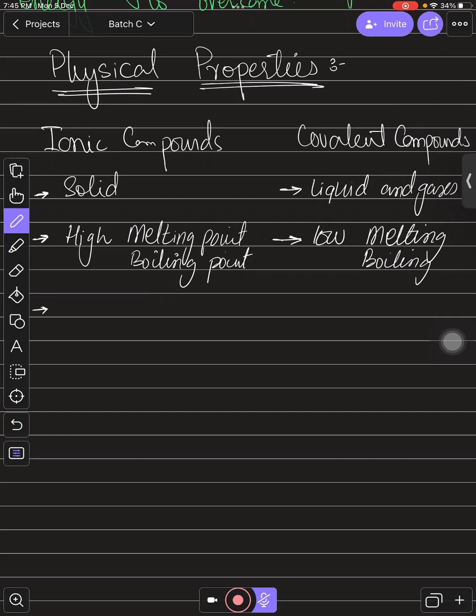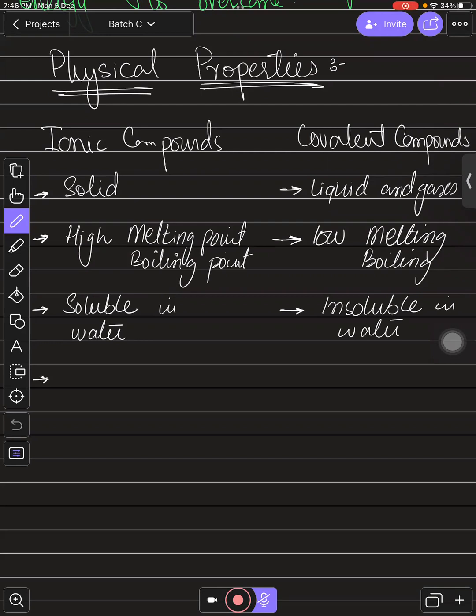Then the third physical property: ionic compounds have ions in them, so they are soluble in water. They can dissolve in water, while many of the covalent compounds are insoluble in water. We are just talking generally. Not every one, like HCl is soluble in water. We are not talking about every covalent compound. We are saying that generally many of them are insoluble, right?